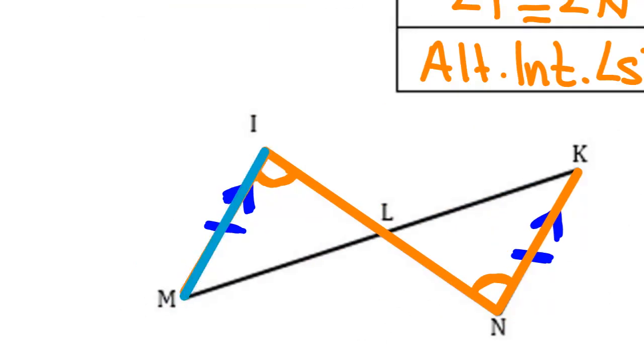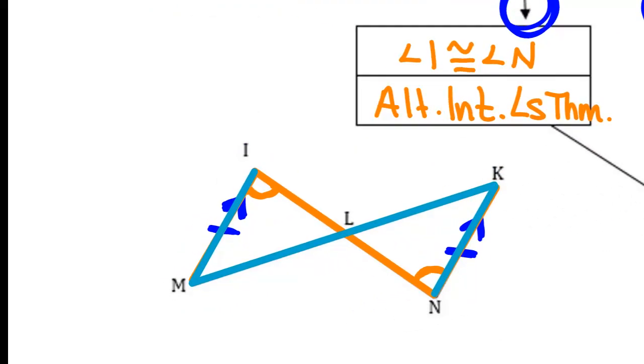So we could have gone and connected IM to KN using MK. If I connected them that way, making that backwards Z shape, which angles are congruent? M and K.